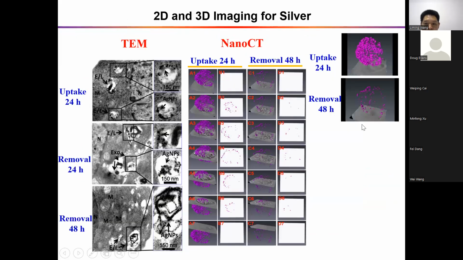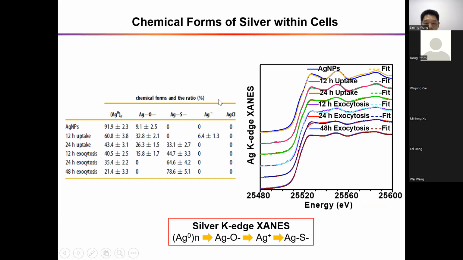Based on X-ray imaging, this is also another aspect of the nano-CT. We see this is the uptake time, this is the removal time. The cell signal decreases and this has a high accumulation. Then what happened to the particle? We use X-ray absorption. We see the time-dependent chemical reaction of the particle.